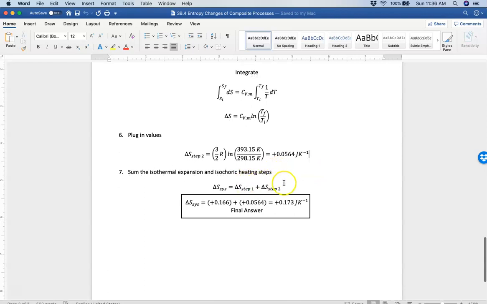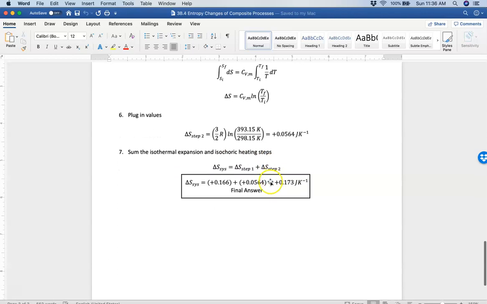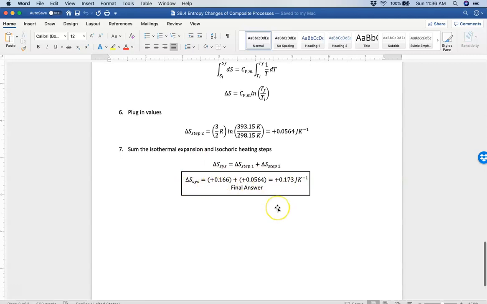And then if we add those two steps together, the isothermal expansion added to the isochoric heating, we end up with our final answer: under these conditions, the delta S of the system increases by 0.173 joules per Kelvin.